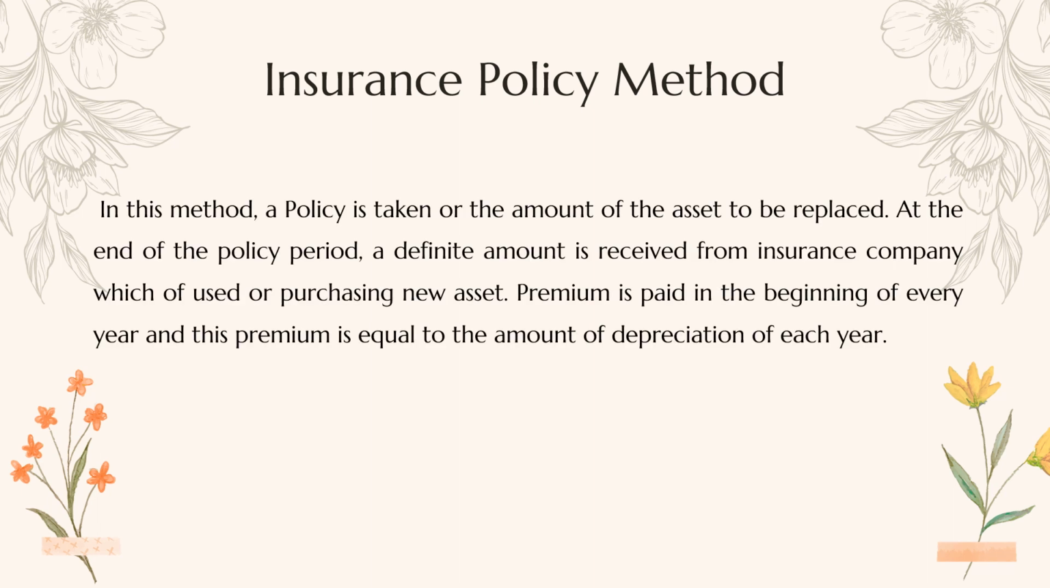Insurance policy method. In this method, a policy is taken for the amount of the asset to be replaced. So for that policy, we will be paying a premium at the beginning of every month, which is equal to the amount of depreciation. So after a certain period of time, the premium which we have paid, we will get it back, and with that money we can use it for either the renovation of that machinery, or we can purchase a new asset for our concern. So this is insurance policy method. So these are a few methods with which depreciation is to be calculated.